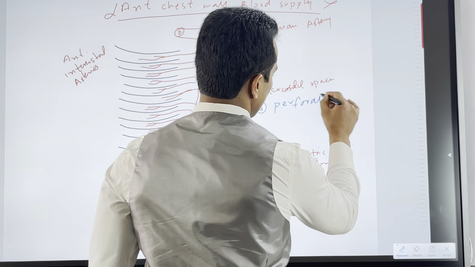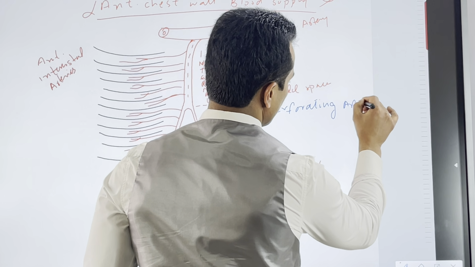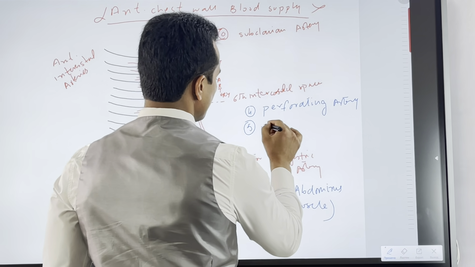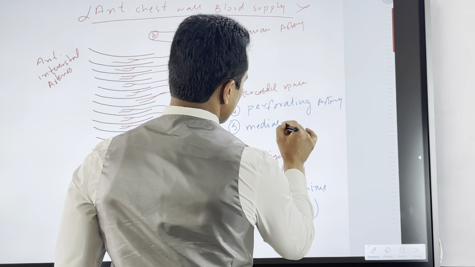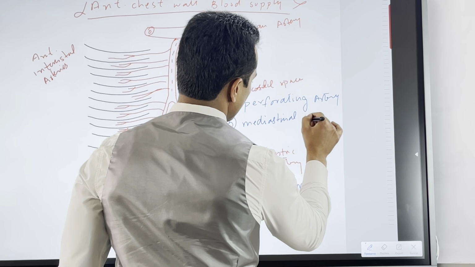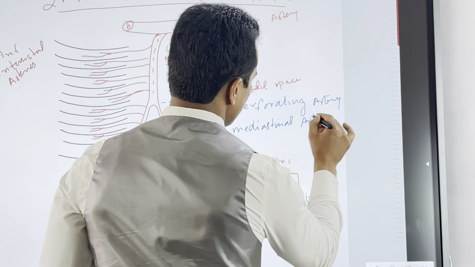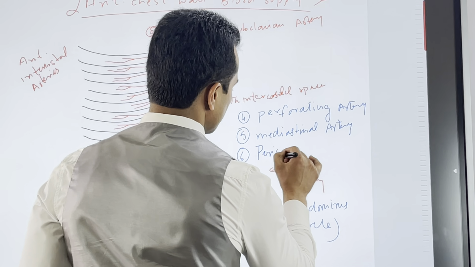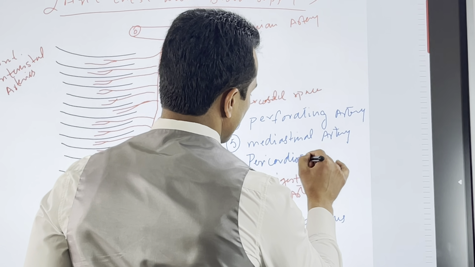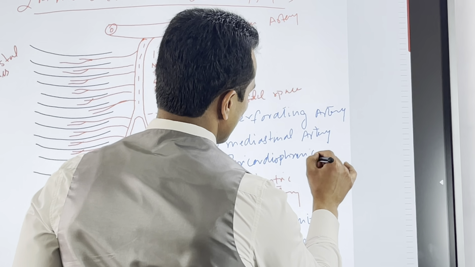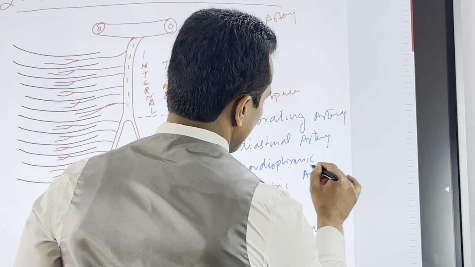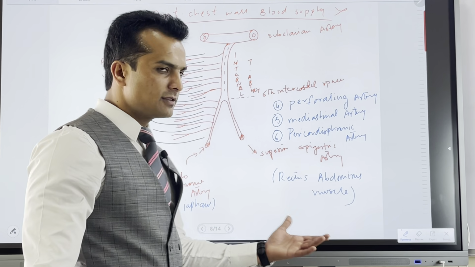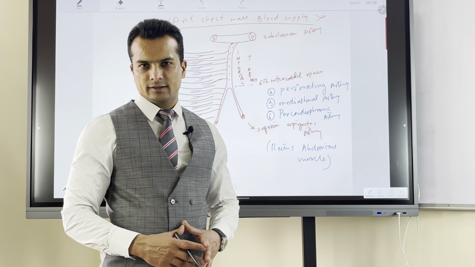The perforating artery will supply blood to the mammary gland, to the breast tissue. Number 5, mediastinal artery. The mediastinal artery will supply blood to the mediastinum and thymus. Number 6, pericardiophrenic artery. The pericardiophrenic artery will supply the pericardium and diaphragm muscle. So these are the branches of the internal thoracic artery.